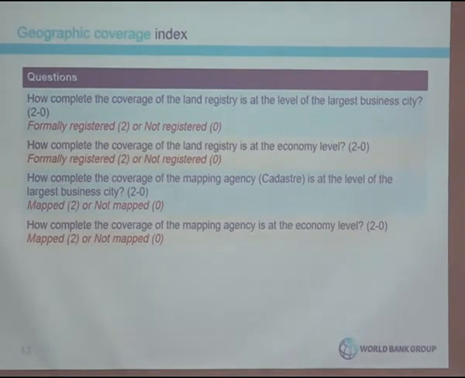Azerbaijan scores 0 out of 8 on the geographic coverage index. So here the questions that we look at are whether there's a complete coverage of the land registry, first at the level of the largest business city, so for example in Baku, and then if there is a complete coverage of the land registry at the economy level, which is Azerbaijan. Then we ask the same questions about the maps, so how complete the coverage of the mapping agency is, whether at the largest business city or at the economy level.